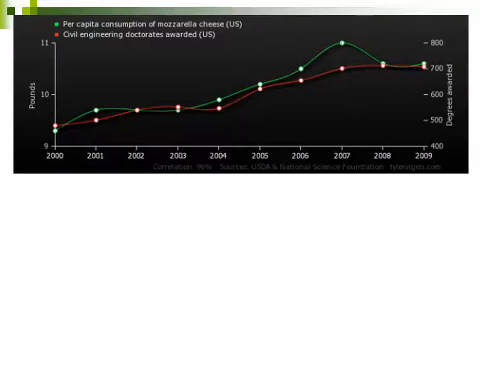What about this example? The per capita consumption of mozzarella cheese in the United States and the civil engineering doctorates awarded in the United States. Again, here we see covariation. As one variable changes, so does the other, but it's probably not a causal relationship. No one thinks that eating cheese makes it easier for you to get an engineering degree.